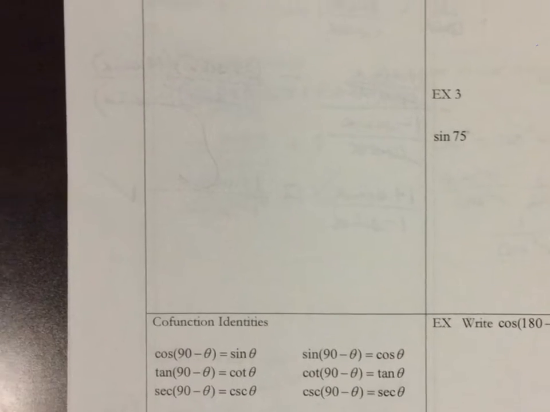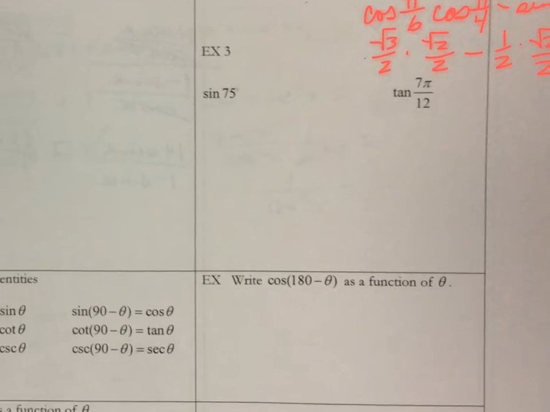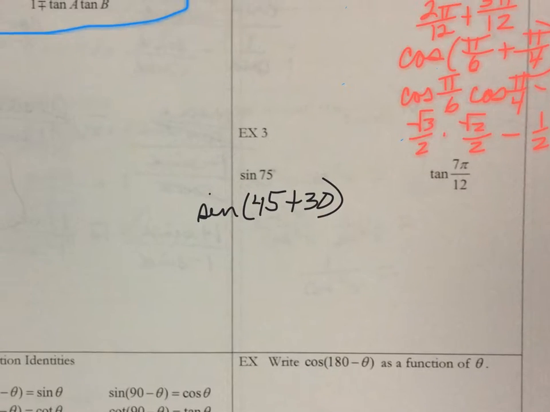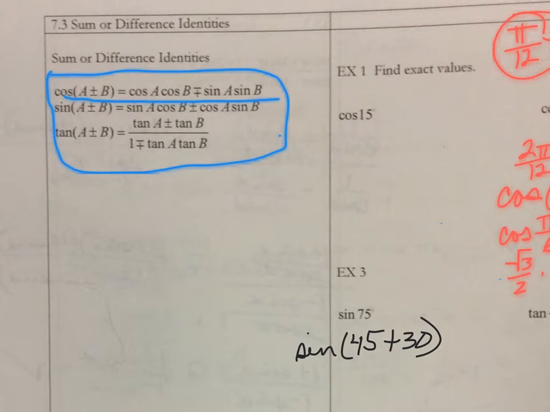Okay, now example 3 is a sine problem, so we haven't done one of those, so maybe we'll knock one of those out real quick. If you're going to build 75, again, there's a few different ways you could do that. 135 minus 60 would be 75. Probably the easiest thing to do would just be take 45 plus 30. Now let's apply the sum identity for sine. Which was this identity here.